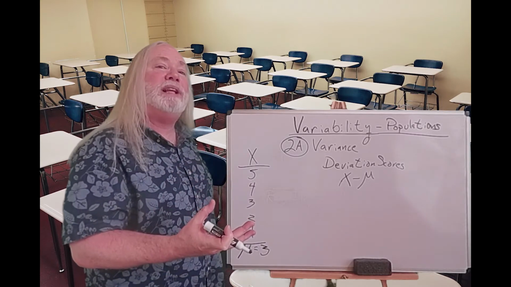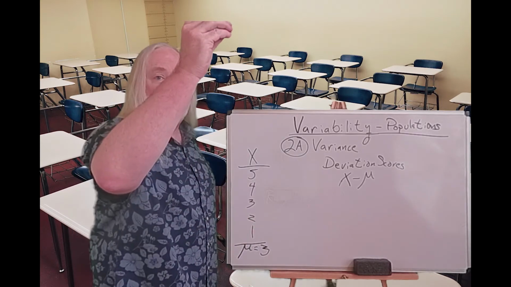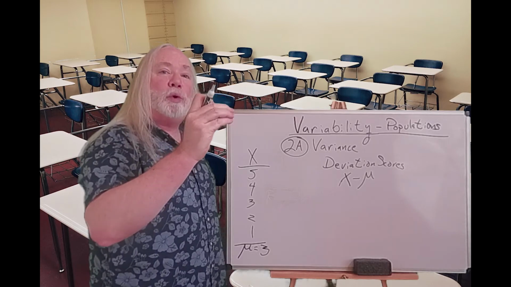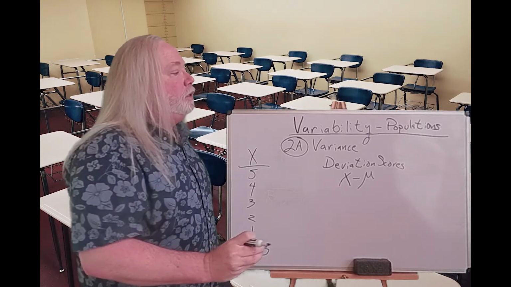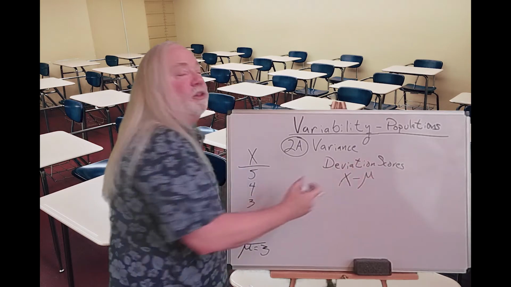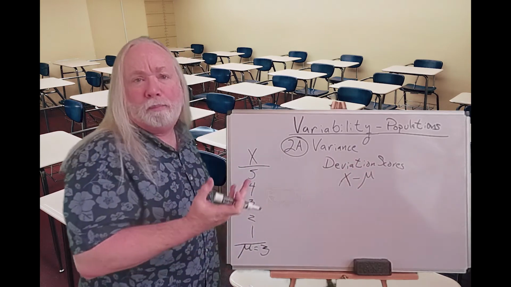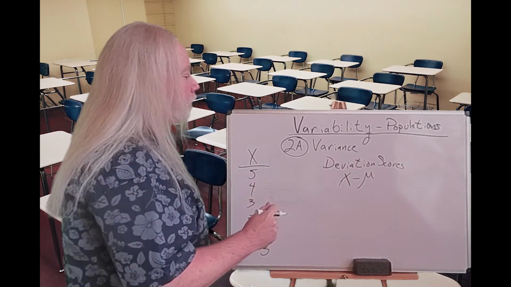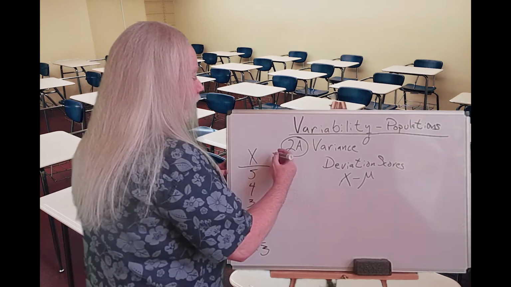If it's positive, that tells you the raw score is above the mean. And if it's negative, it tells you that raw score is lower than the mean. So that's why we have to make sure we subtract it in the correct order, or the positives and negatives will be reversed, essentially. So let's go ahead and figure those out.